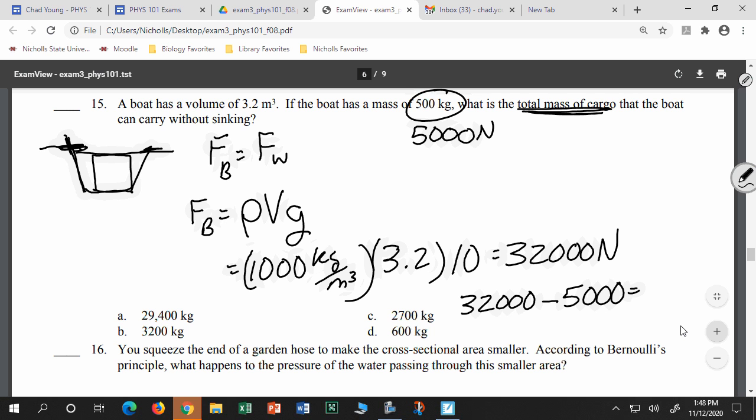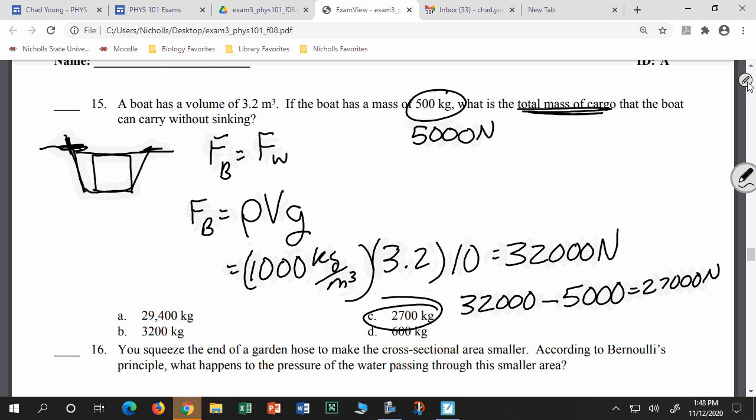So that's what, 27,000 newtons, but it's asking for the mass. I don't have 27,000 here anyway, so 2,700 is the right answer for the total mass of cargo that the boat can carry. Okay? Get that one right, please. Let me clear this.